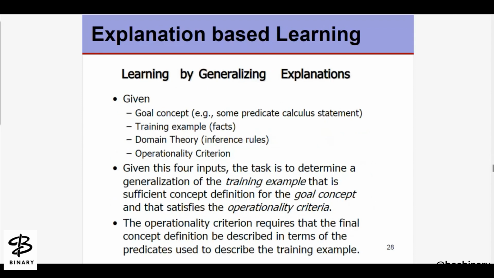What do you mean by learning by generalizing explanations? Assume that given are a goal concept, some predicate calculus statements, training examples, a domain theory of inference rules, and the operationality criterion. The training example gives us the facts, and the domain theory gives us the inference rules. Given these four inputs, the task is to determine a generalization of the training example that is a sufficient concept definition for the goal concept and satisfies the operationality criterion. The operationality criterion requires that the final concept definition be described in terms of the predicates used to describe the training example.